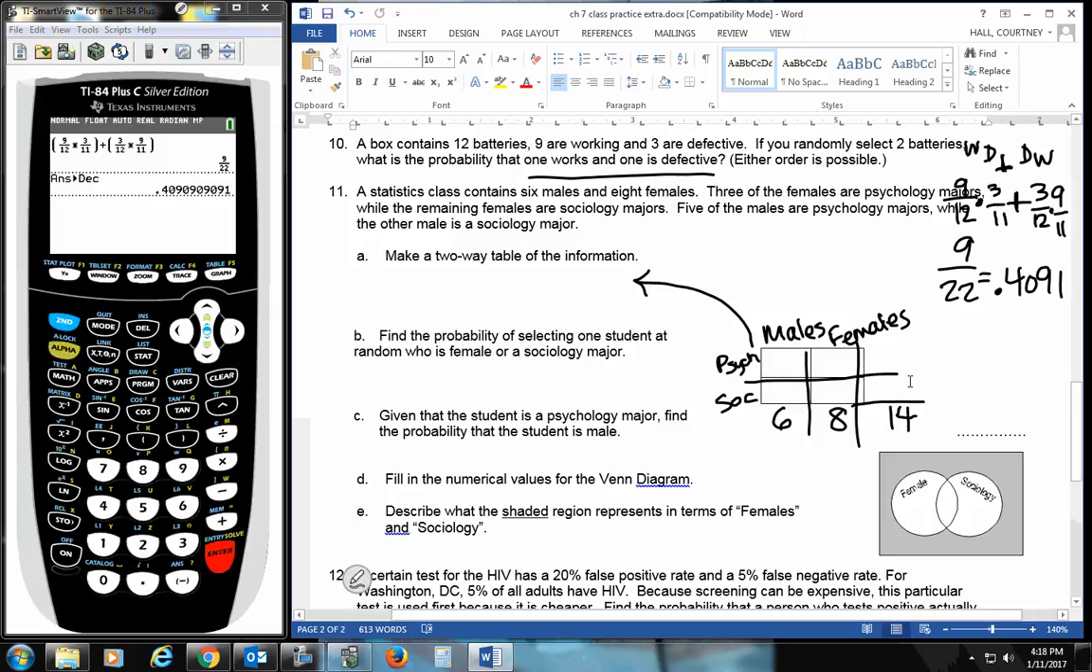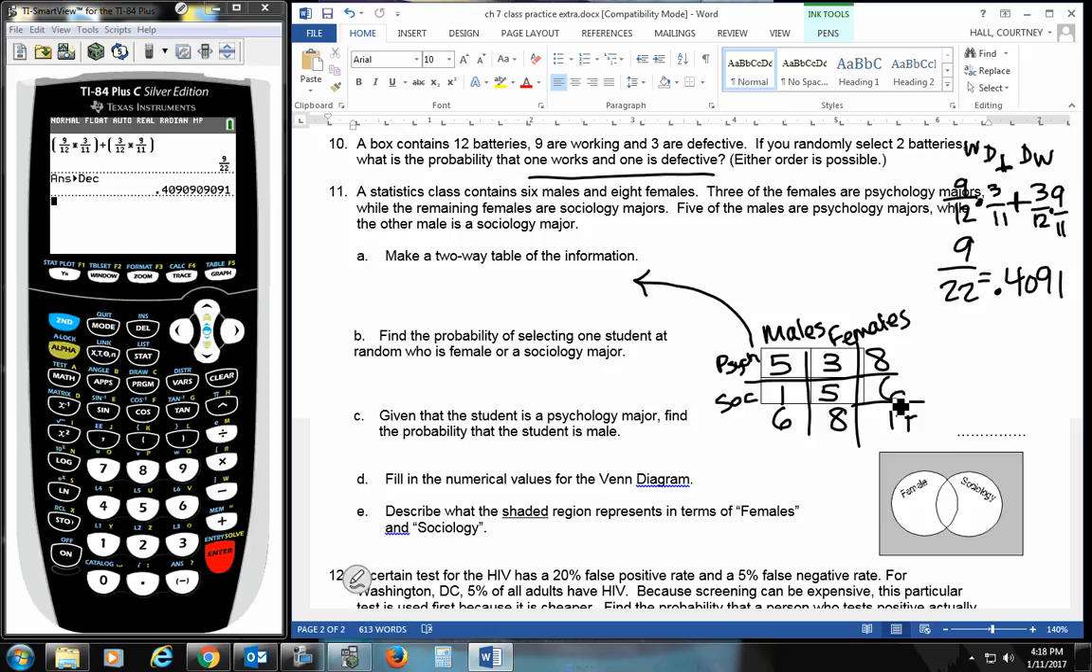Okay, so 3 of the females are psychology majors. So if 3 are psychology, then that means 5 have to be sociology since it has to add to 8. Okay, and then 5 of the males are psychology, so 1 has to be sociology since it has to add to 6. So that means we have 8 total psychology people, and we have 6 total sociology people because you're adding the rows together. So now we have all the information for our two-way table.